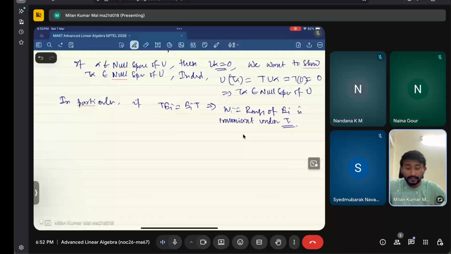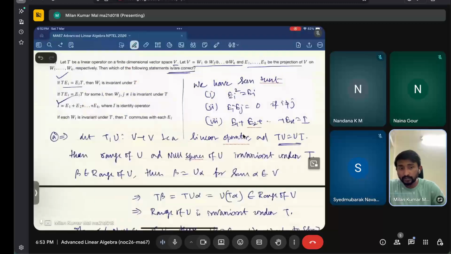Now the second option: if TEi is equal to EiT for some i, then Wj, where j is not equal to i, is invariant under T. That's not necessary, and that will not hold. So that is an incorrect option. And the third option is correct. Now the last option: if each Wi is invariant under T, then T commutes with each Ei. That is also true. So let me check this one. The last option is an interesting option.